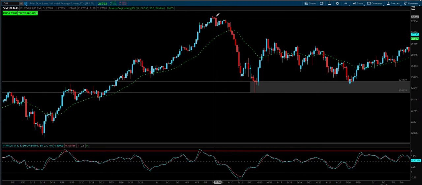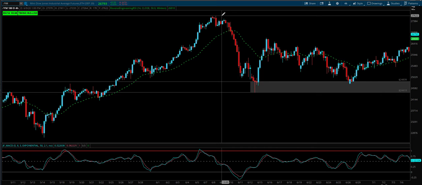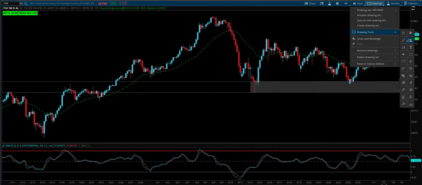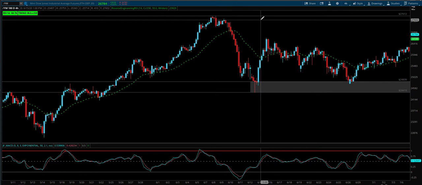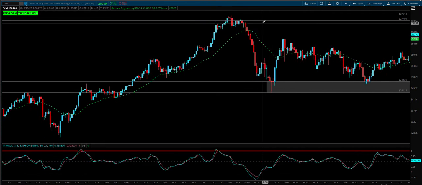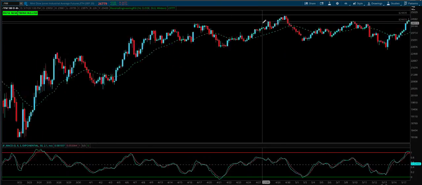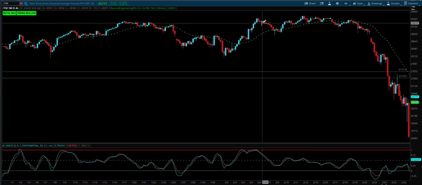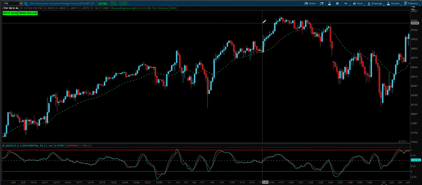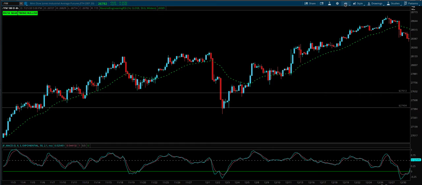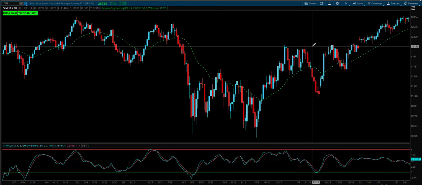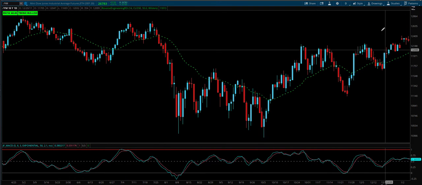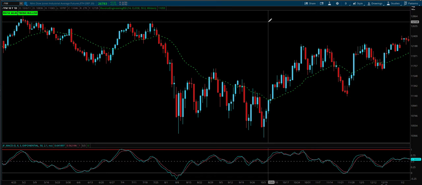Now this here really isn't a supply zone per se, because you don't really have that big reaction. This is just resistance. Let's see if I can find a supply zone here. Maybe we'll find it on the daily. Yeah, okay, so we got a little bit of one here. You can see right here.